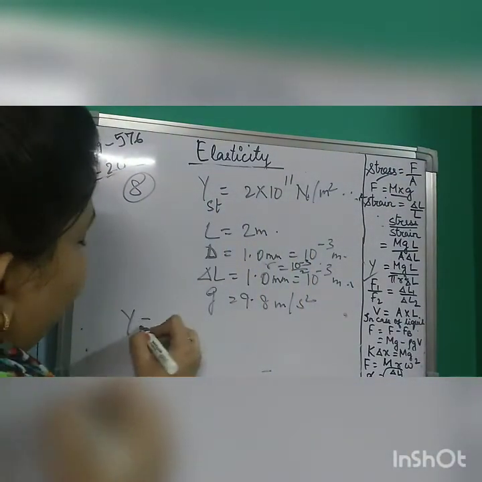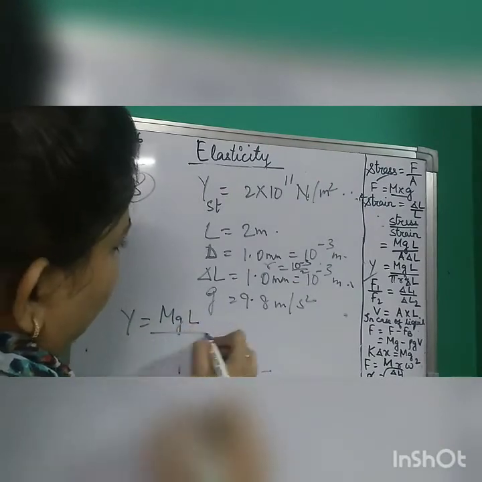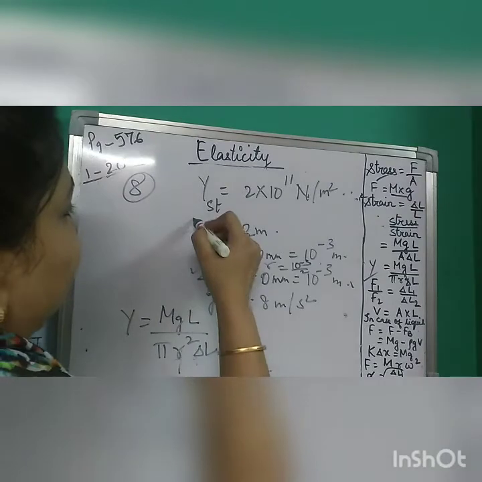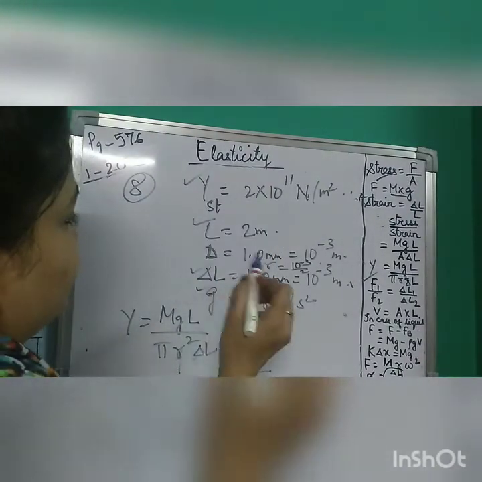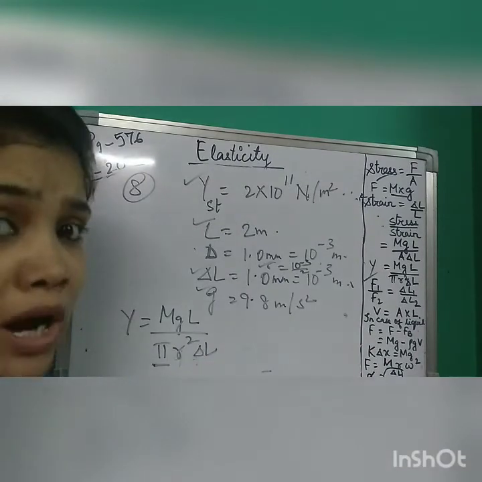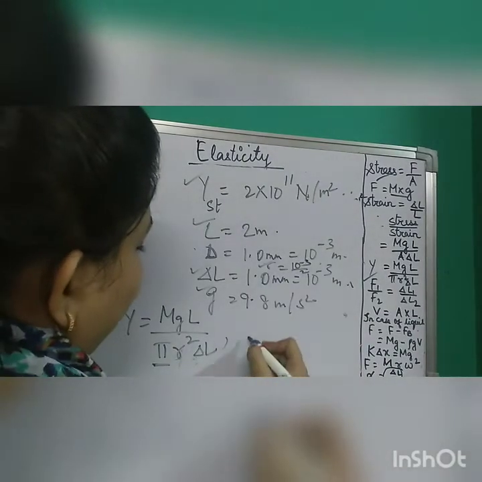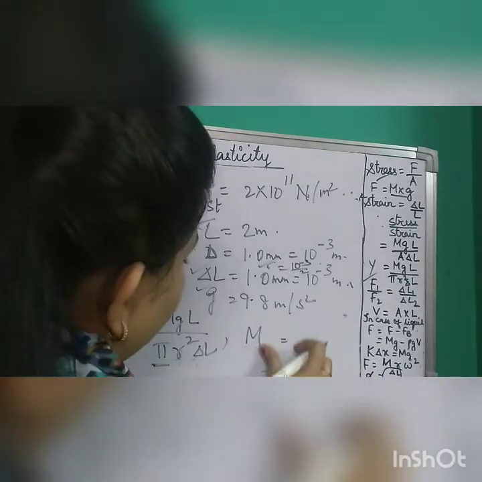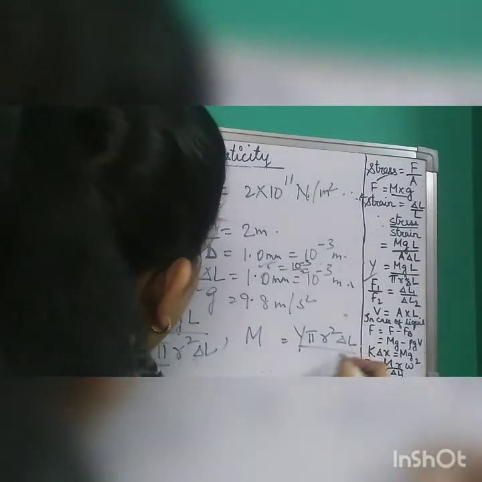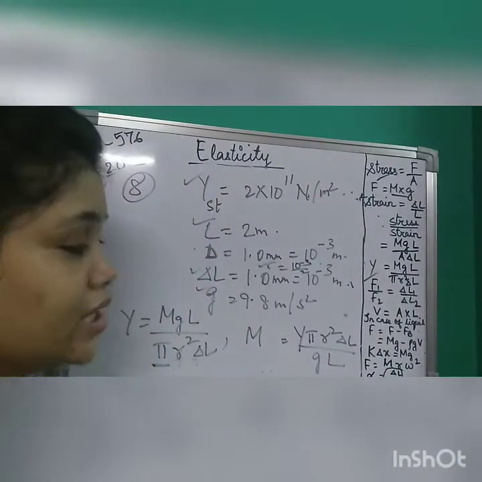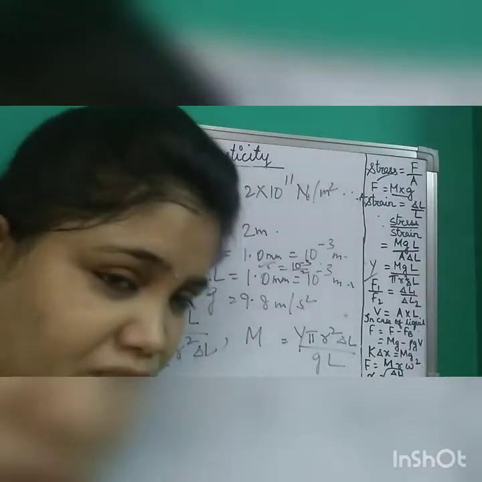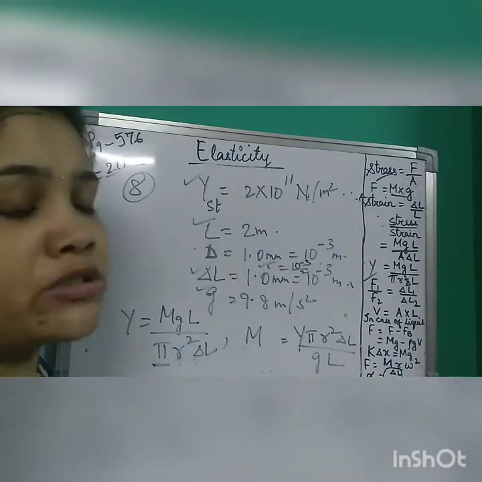So you know Y is equal to mgL by pi r square delta L. So delta L is given, L is given, Y is given, g is given, and r we have got it. So put the value, remember pi is 3.14. Okay, so let us make the formula. So m will be equal to Y pi r square delta L by gL. Okay, so put these values, solve, and you'll get the mass of the substance. Okay, what is the mass or what is the weight?